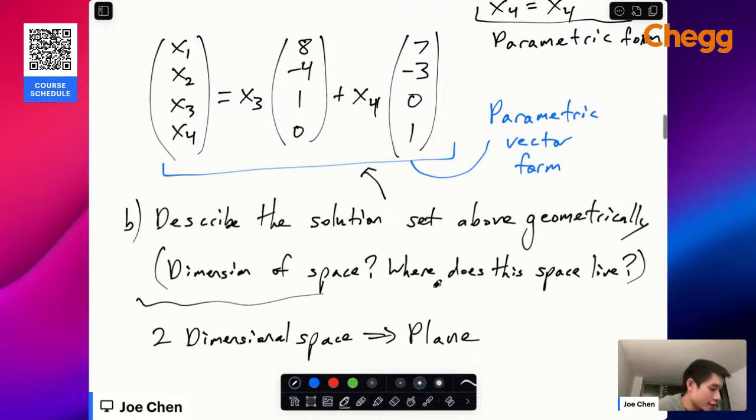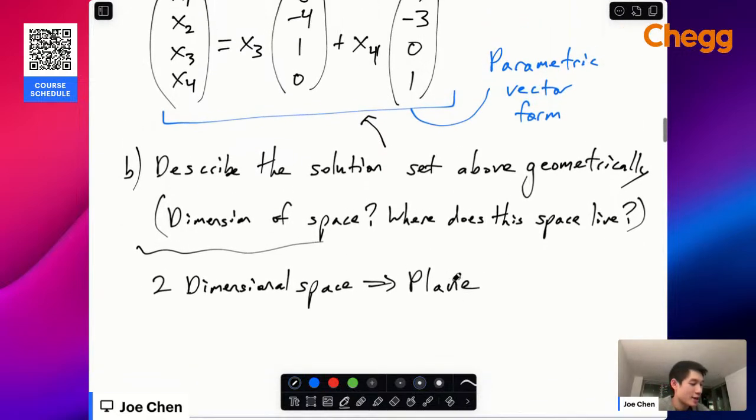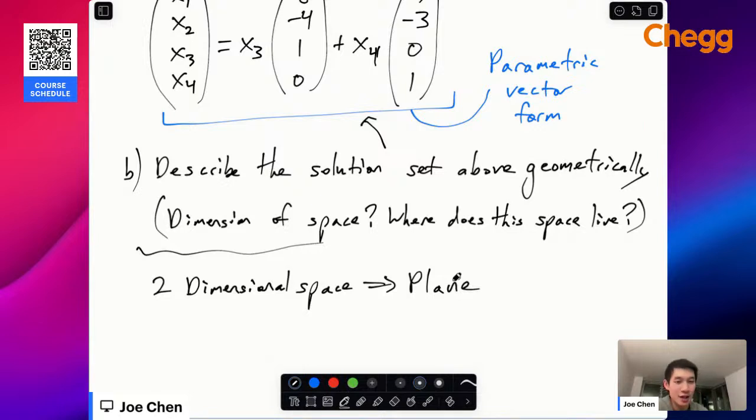On the other hand, there's the question of where is the plane? So, for example, if instead it was a line, it's one thing for the solution to be a line in R2, and it's another thing for it to be a line in R3. Right? So that's also a question of where this space lives.